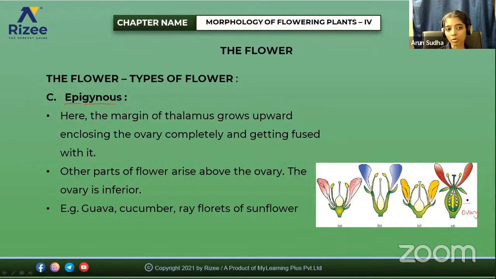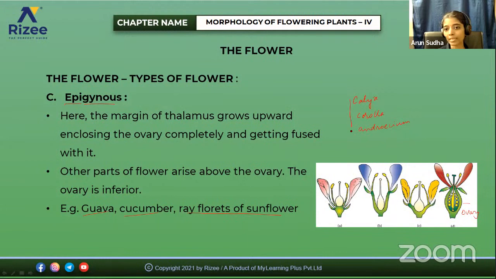So the condition is called the epigynous. Examples here are guava, cucumber, and ray florets of sunflower. They are the examples for the epigynous. So on what basis are we classifying these types of plants? Based on the position of calyx, corolla, and androecium.